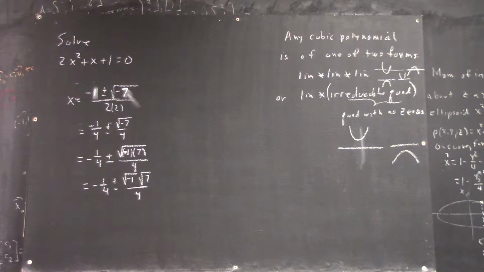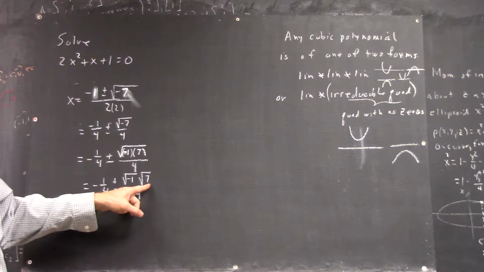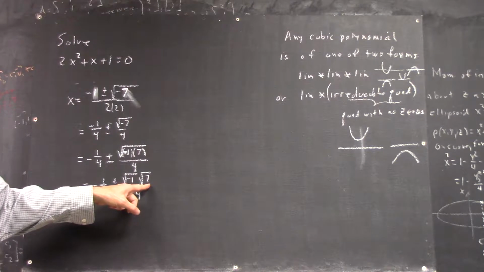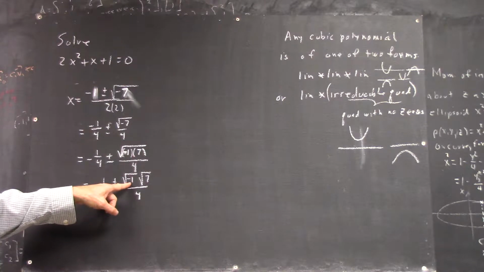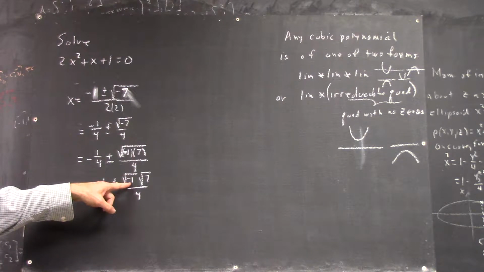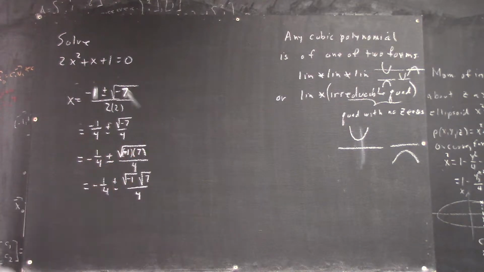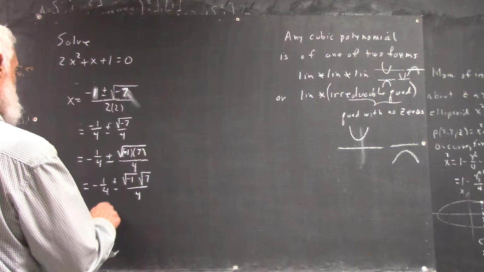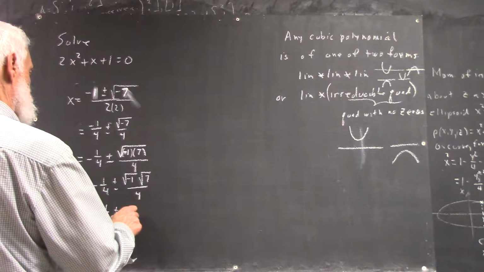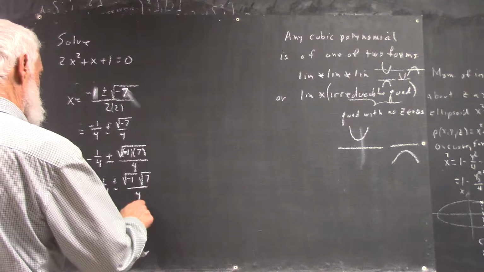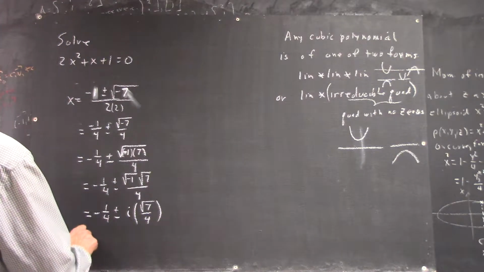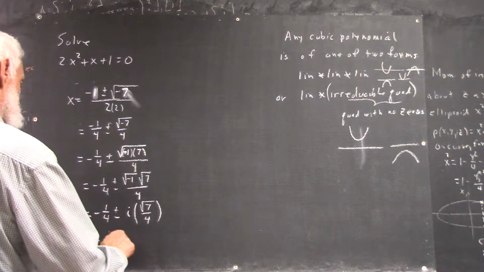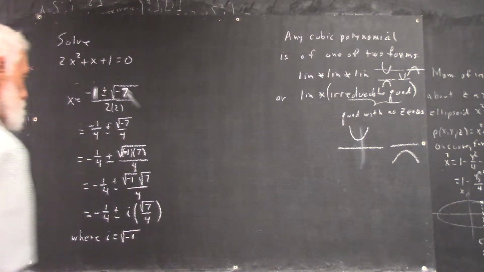Now, what's the problem here? Well, we got rid of the problem with the square root of 7. That's a perfectly good number, even if we can't write it down exactly, right? But what about the square root of -1? It's imaginary, and it's very specifically the imaginary number i. Okay?